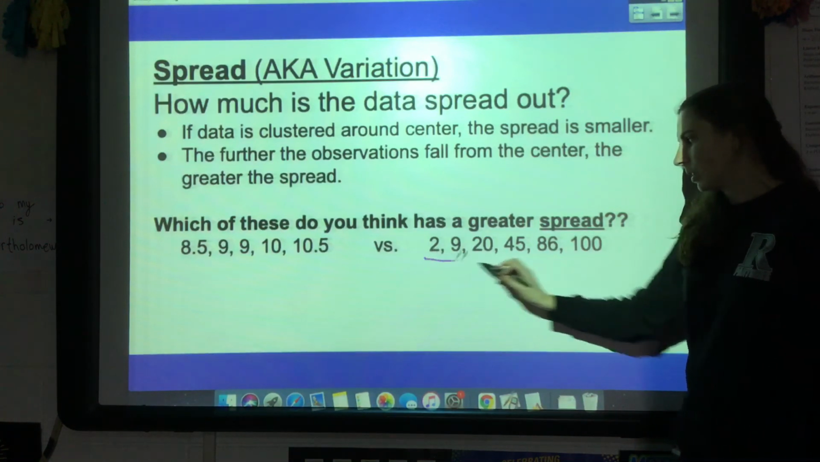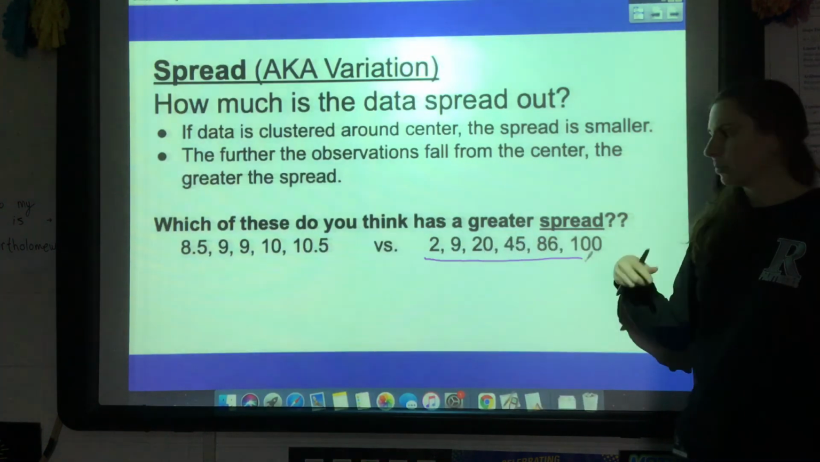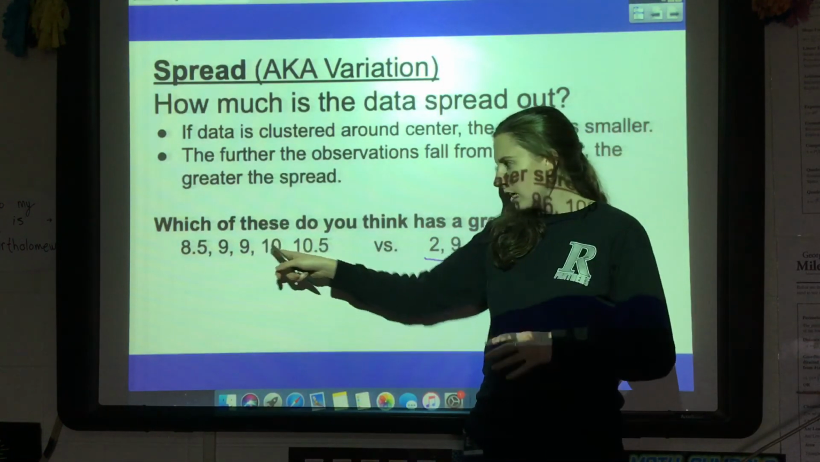That would be this one. This one goes from like 2 to 100, and it's kind of all over the place, whereas this one's all right around 9-ish.